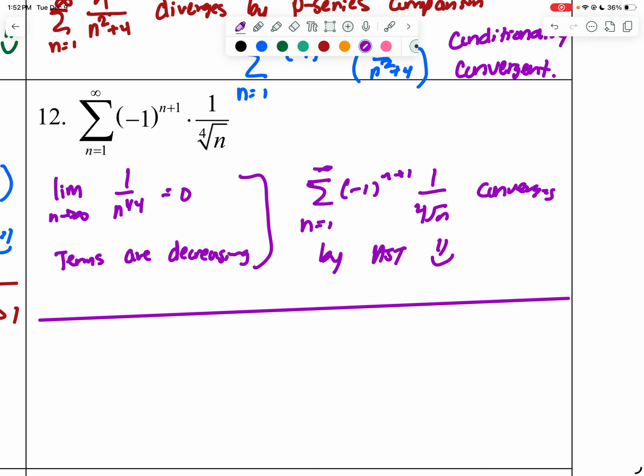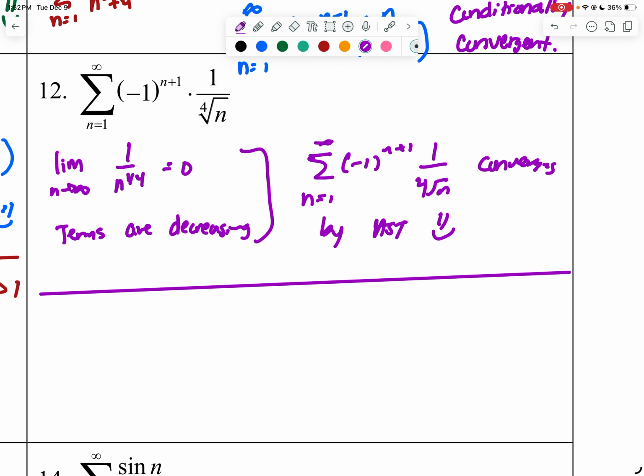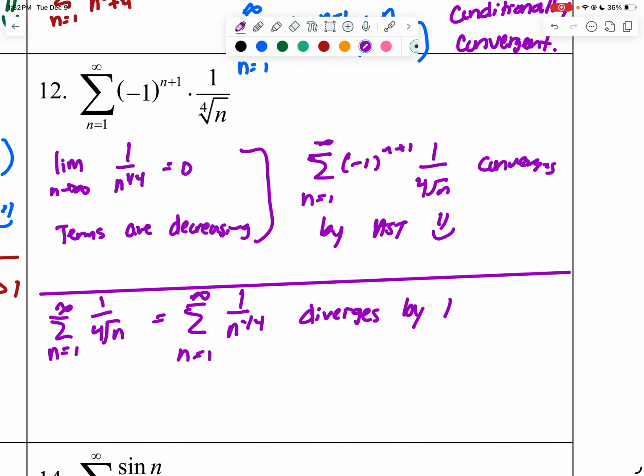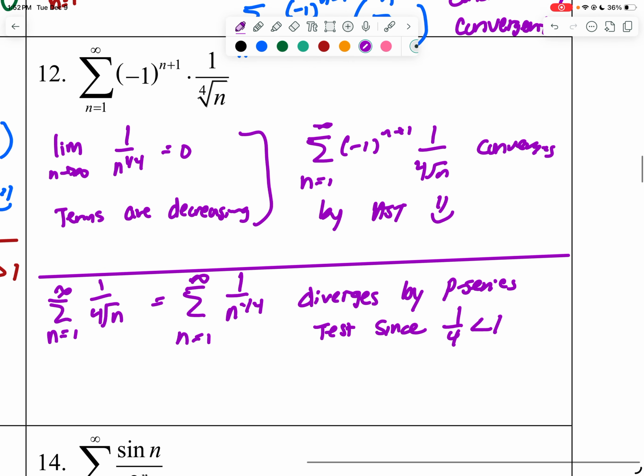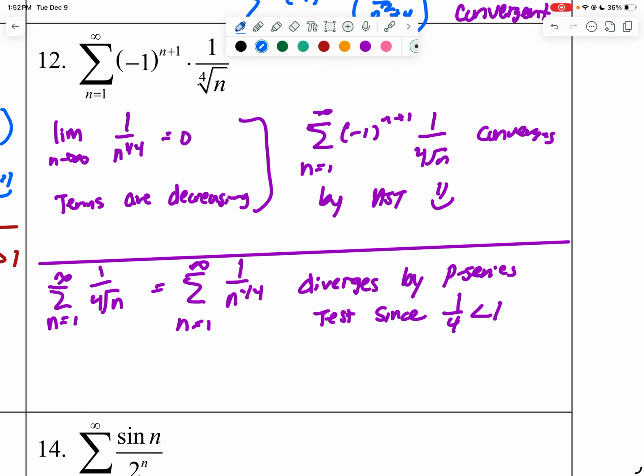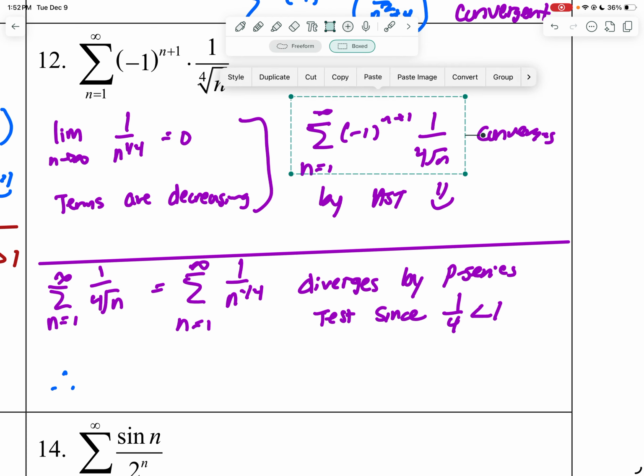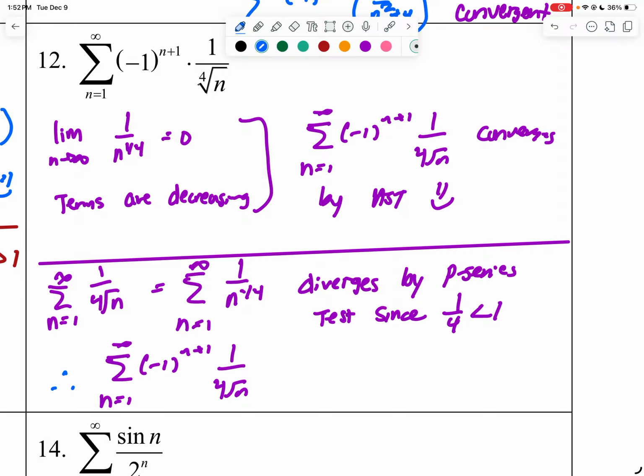And then what's going to happen is, we have n to the 1/4, which diverges by p-series test, since 1/4 is less than 1. Therefore, the original series conditionally converges.